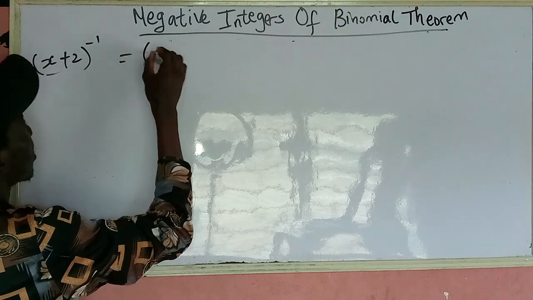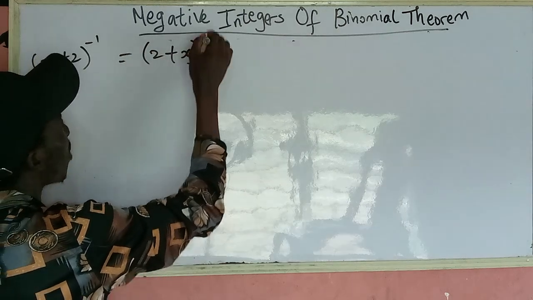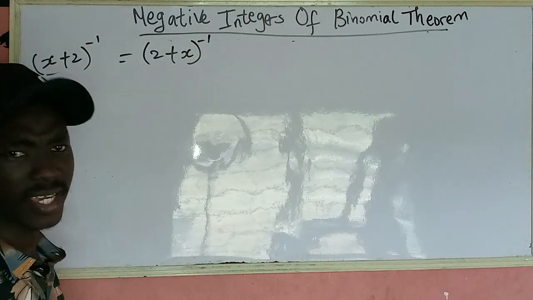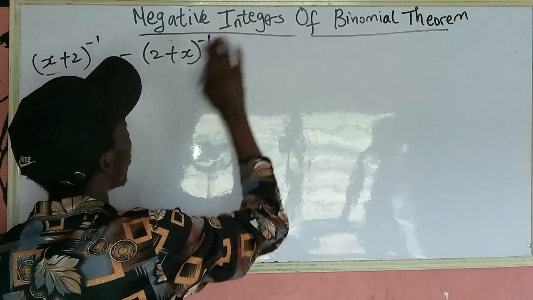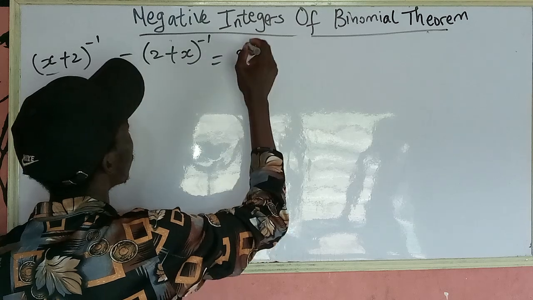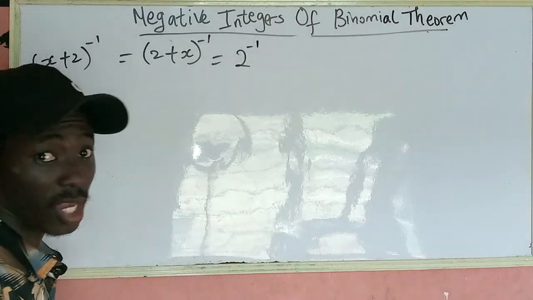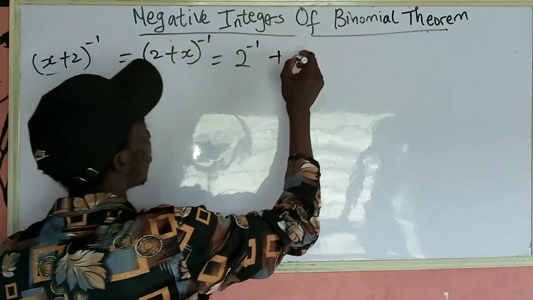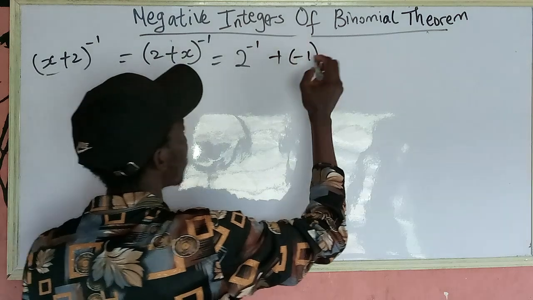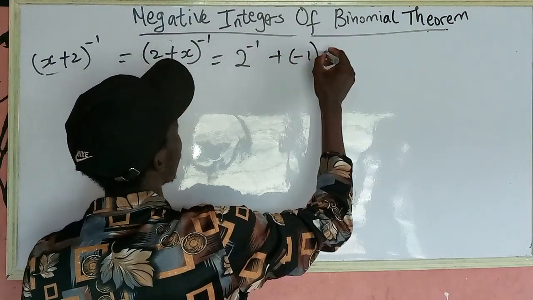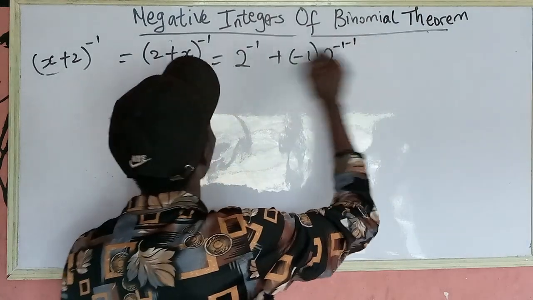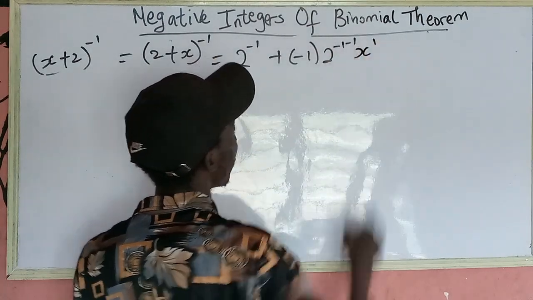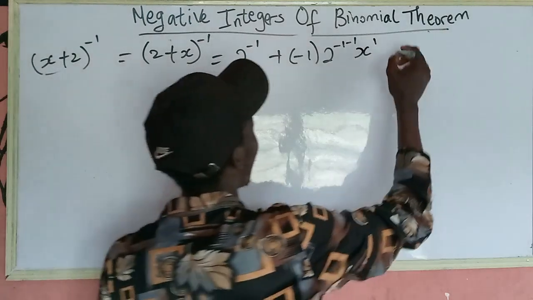This stuff can be written as 2 plus x all raised to power minus 1. 2 is here, x is here. Let's do the same thing. That means here you have 2 raised to power minus 1. That's what you have there first. Next one you have minus 1. Can you see that? And you have 2 raised to power minus 1 minus 1. You take 1 from 8. Then you have x raised to power 1. Can you see?